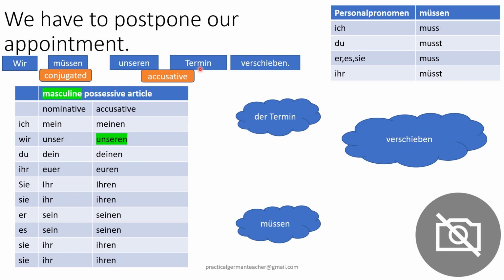Instead of saying just we have to postpone our appointment, if you want to ask if it's possible at all, you can say: Dürfen wir unseren Termin verschieben? or Können wir unseren Termin verschieben? Or you can express a wish, we want to postpone our appointment, so wir müssen unseren Termin verschieben.